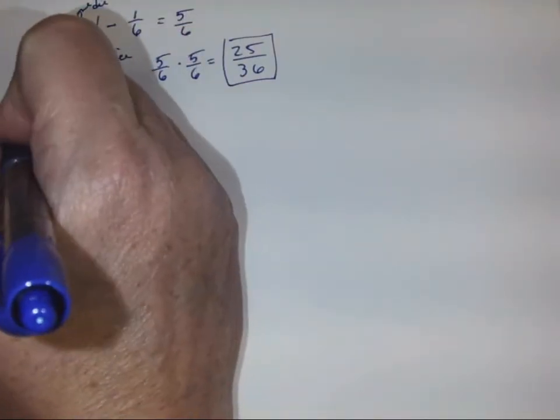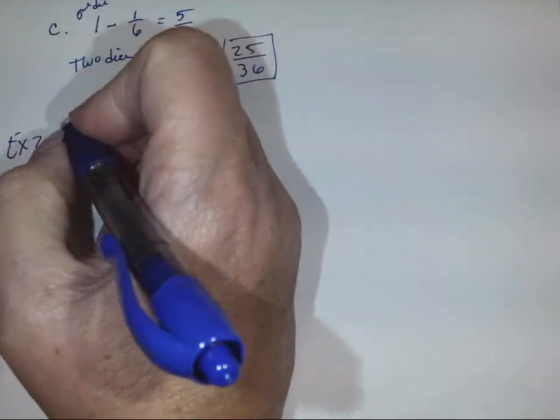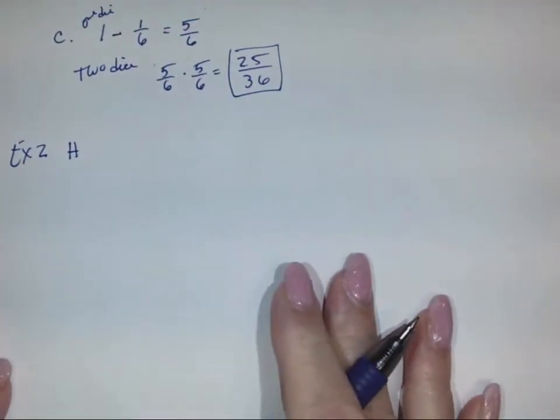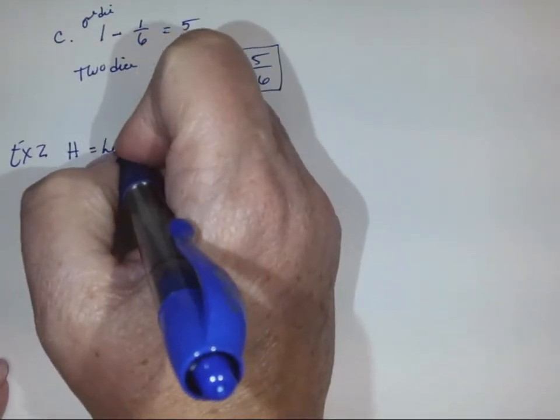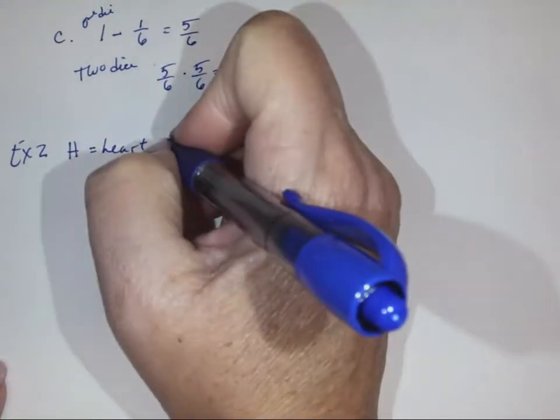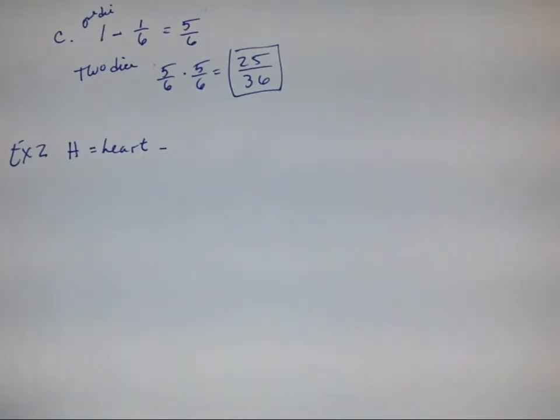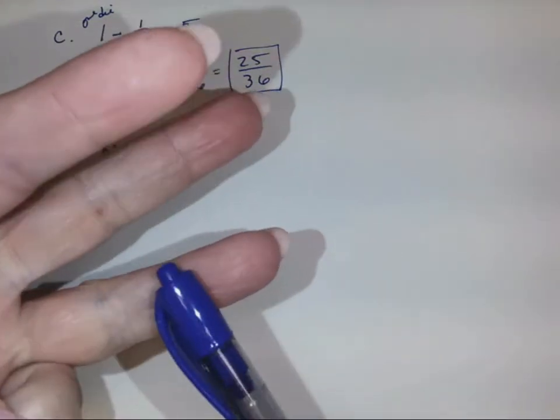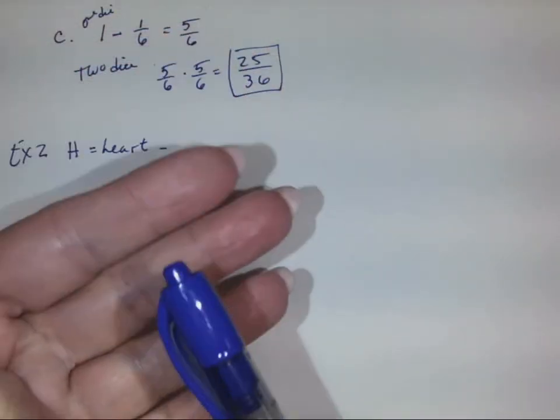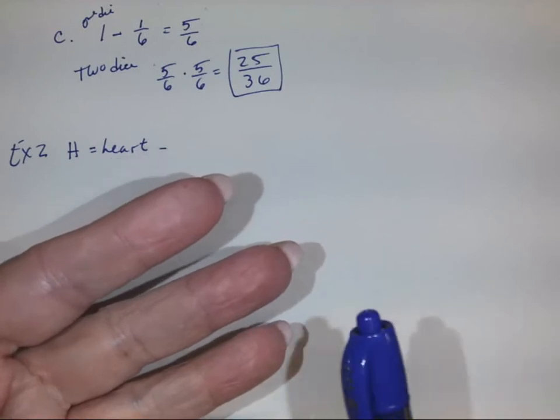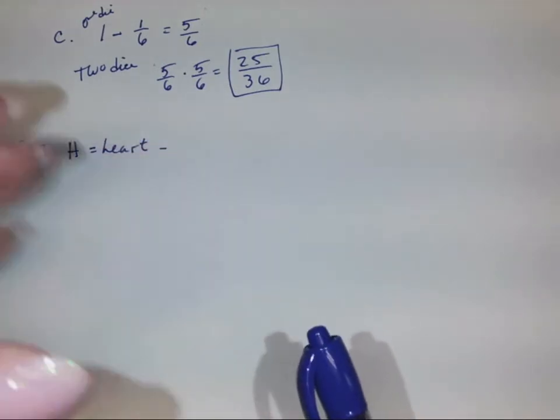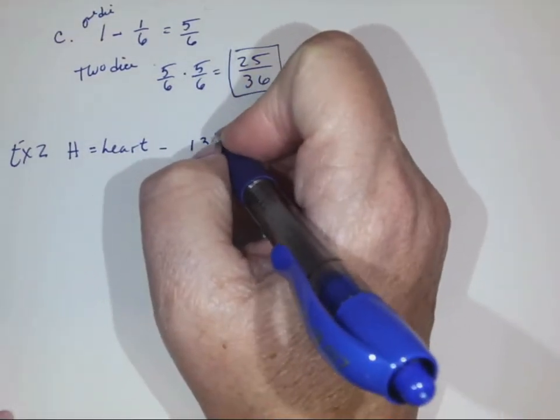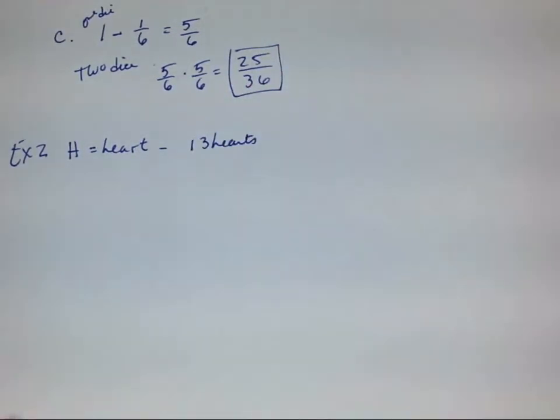So this will be example 2. And we're looking at the hearts. So if we're looking at H for our hearts, there are how many heart cards in the deck? Remember, we had 4 suits. We have diamonds and hearts and spades and clubs, and each suit has 13 cards, 1 through 10, and the 1 is known as the ace, and then Jack, Queen, King. So there are 13 hearts in the deck.